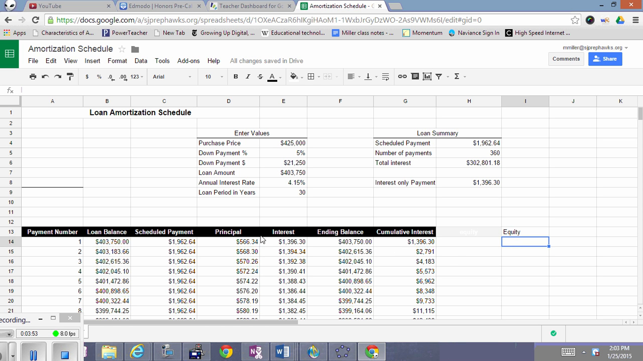So what of the property do you own at the start? Well, you own 5%, because you put 5% down. So we own $21,000 worth of that $425,000 home. We want to know how that changes. Obviously, as you proceed through the life of the loan, you're going to own more and more of it. So how is that determined? Well, that 21,000 is actually the purchase price less what the ending balance is at this point right here. So we're going to keep that in there.